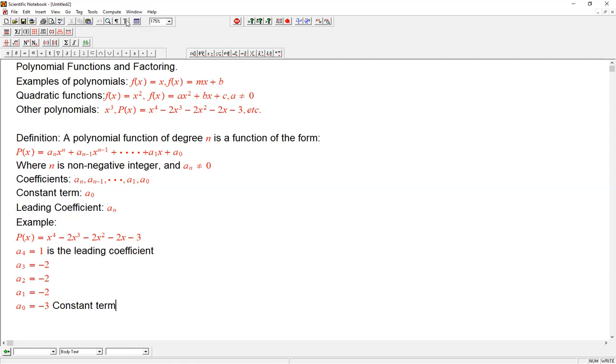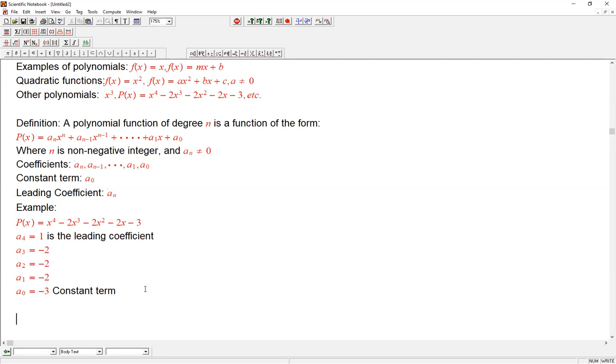Now, what are we concerned about for a polynomial function? In this topic, of course, we're going to talk about factoring specifically. For factoring, there are a couple of theorems we're going to talk about. And before we do that, we're going to review some of those concepts. The zero of a polynomial.